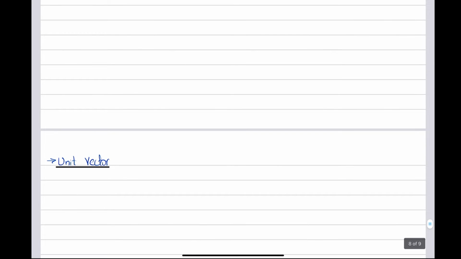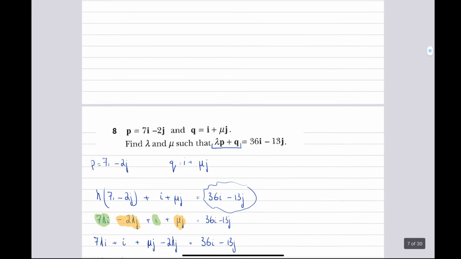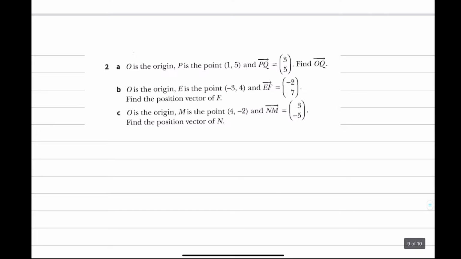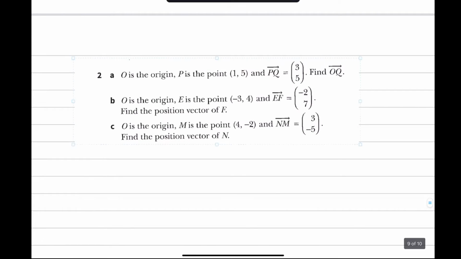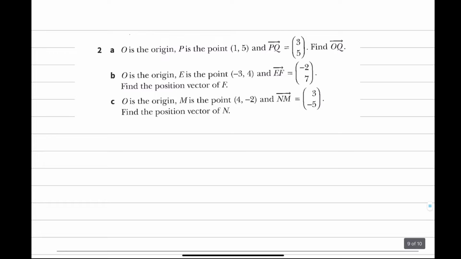All right, now let's start doing some not full length questions, but like you can say half length questions where we will learn the use of unit vector and the use of position vector. Okay, so here's one question. Let's see what it says. So it says O is the origin and P is the point 1, 5 and PQ is 3, 5. Find OQ. Okay, so that's fairly simple.